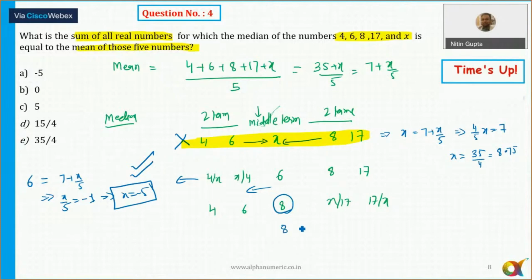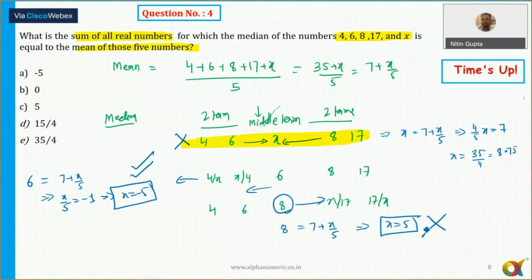So I can say 8 is equal to 7 plus x by 5. And from here I can say that x is equal to 5. But remember, x has to be greater than 8 because x is on the right hand side of 8. And if x is on the right hand side of the 8 and I'm getting x equal to 5, so is this case possible? Not possible at all.